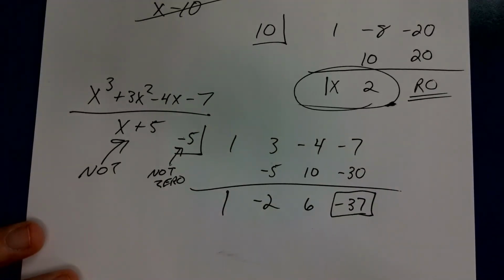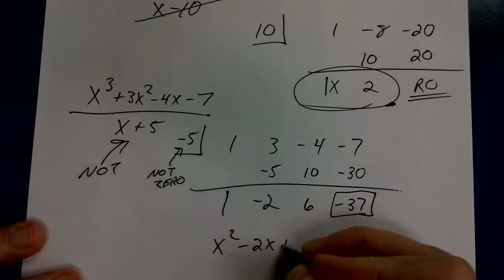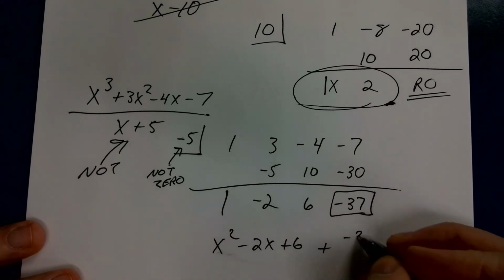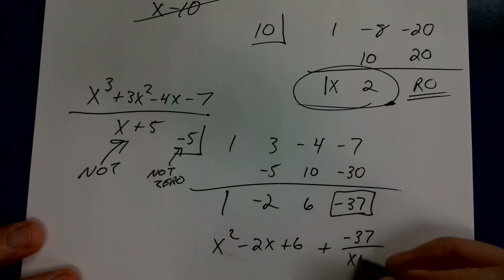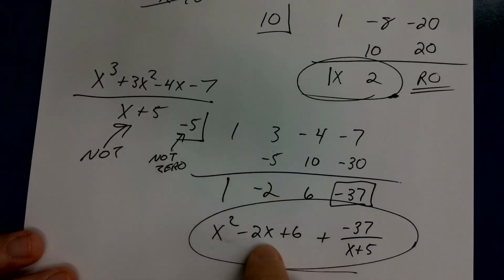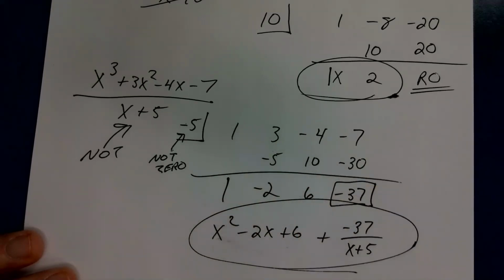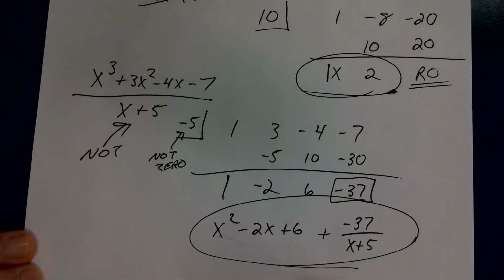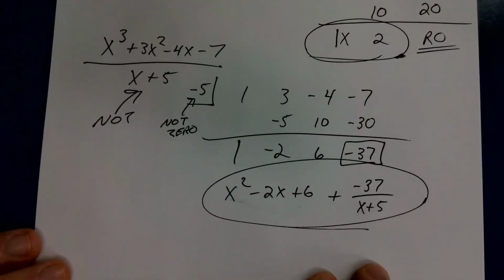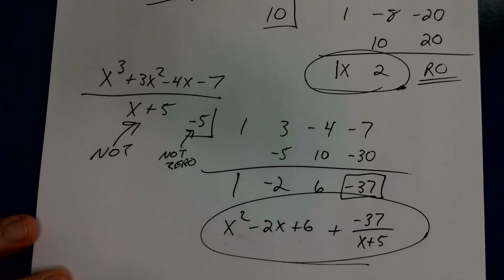But I do know that it goes in, right? x squared minus 2x plus 6 plus negative 37 over x plus 5 times x squared minus 2x plus 6. Constant, linear, quadratic, remainder. Is that okay? That should get you through most of the stuff in terms of the first part of the video. I'll do the other stuff in a separate one. So again, all of this stuff was long division and synthetic division.